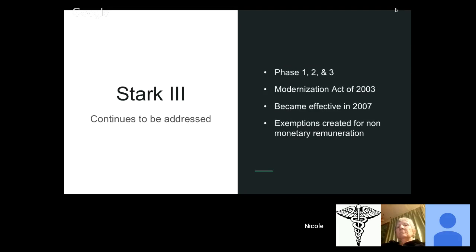While not specific to this report, it's notable that this issue is continuing to be addressed with several phases of implementations, and finally Stark 3 in 2008. One of the issues being looked at is again changing the list of specific DHS services under the ban.